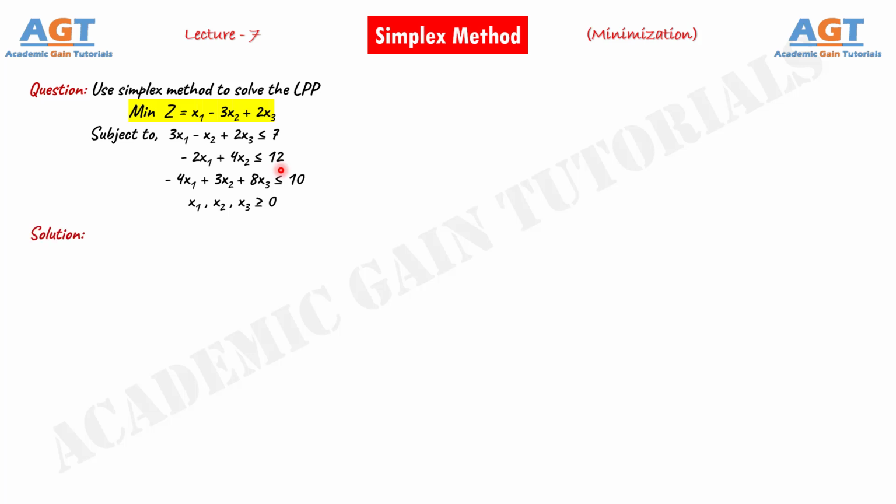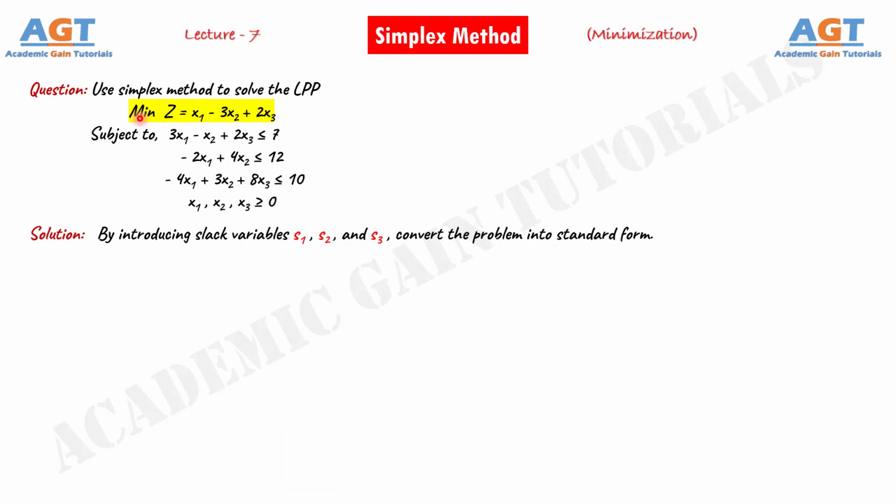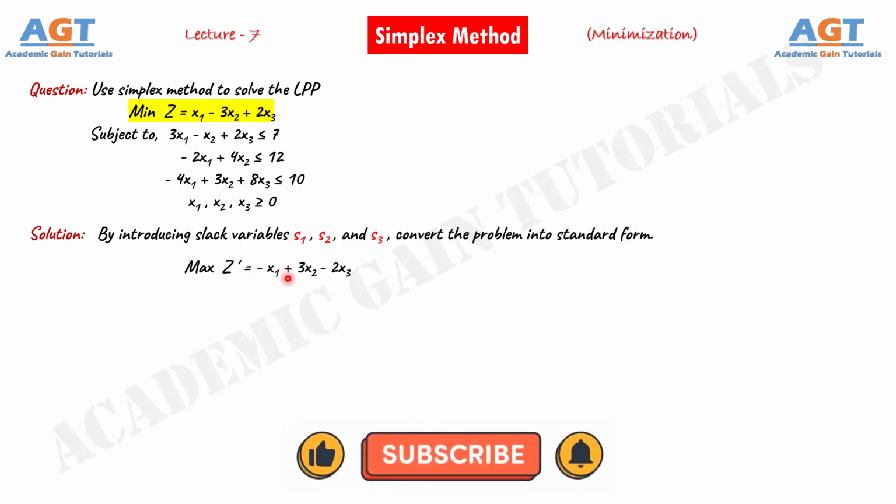Now, at step number 1, by introducing slack variables S1, S2, and S3, we will convert the problem into standard form. As we can see here in the question, this is a minimization problem, so we have to change the objective function from minimization problem to maximization problem. So, for the standard form, we will write the objective function as max z dash equals to, then on the right hand side, we will multiply all expressions by -1 and write minus x1 plus 3x2 minus 2x3.